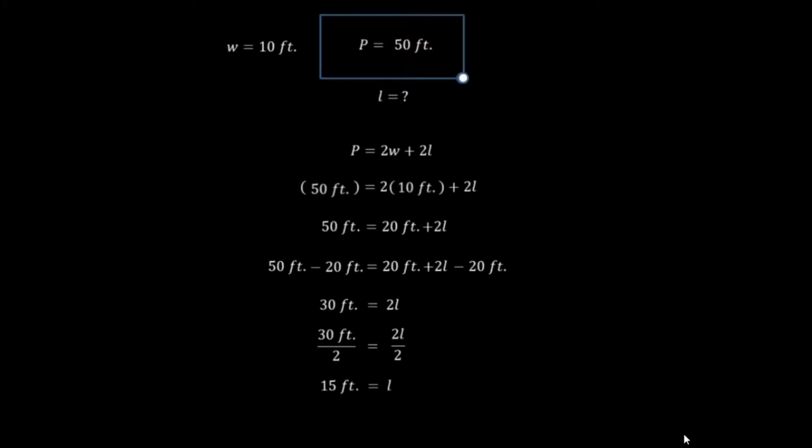We can use our symmetric property of equality to rewrite this with the L first, if you would like. So 15 feet equals L can be rewritten as L equals 15 feet. And we have solved for our length of our rectangle. It is 15 feet.